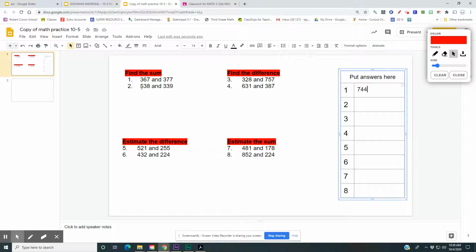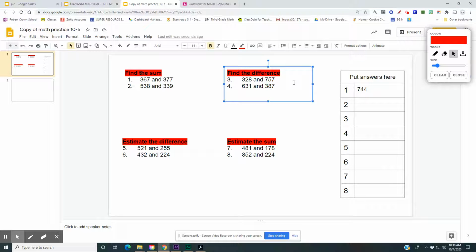Okay, number 2, find the sum. I'm going to let you do that one on your own. Now I'm going to look over here. It says find the difference. Okay, difference I know means subtraction. So I look at my digits. I have 328 and 757.